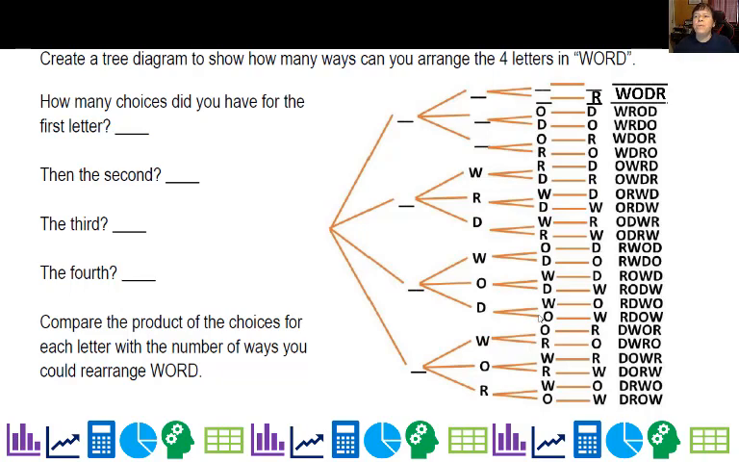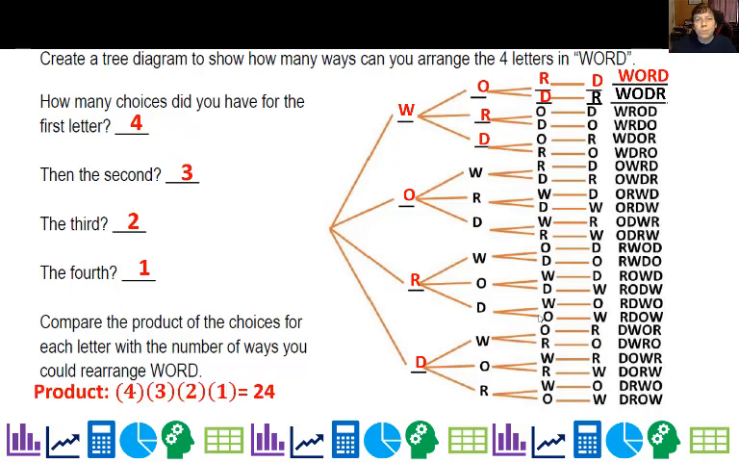Let's say we arrange the 4 letters in WORD. How many choices do we have for the first letter? We have W, O, R, and D, so it's 4. How many choices do we have for the second? 3. Then for the third, we're down to 2, and for the last one, we're down to 1. If I compare the product of these choices, 4, 3, 2, and 1, with the number of branches on my tree, they match.